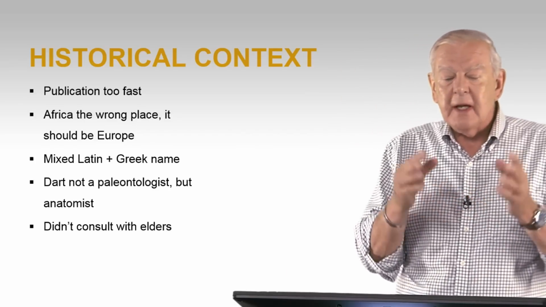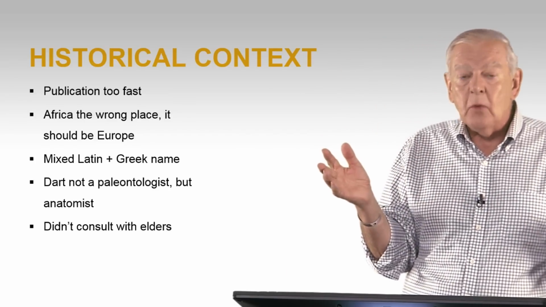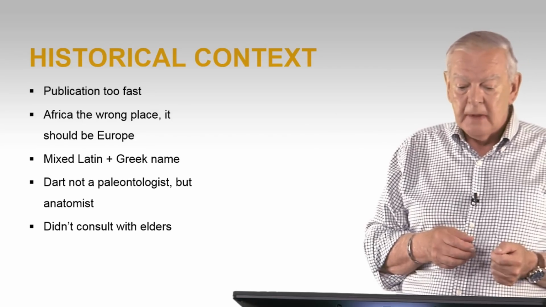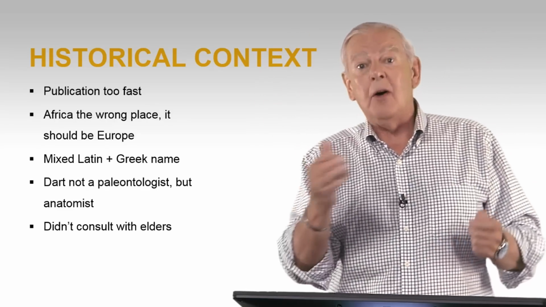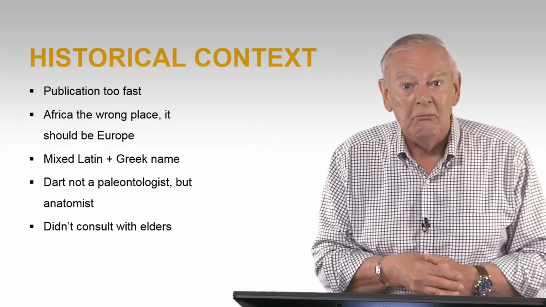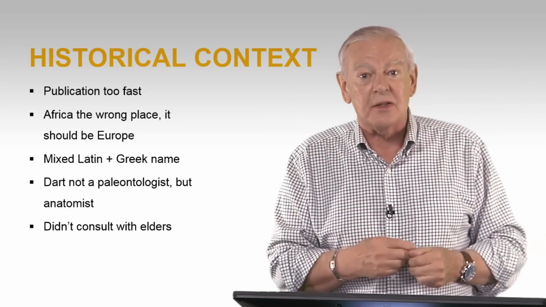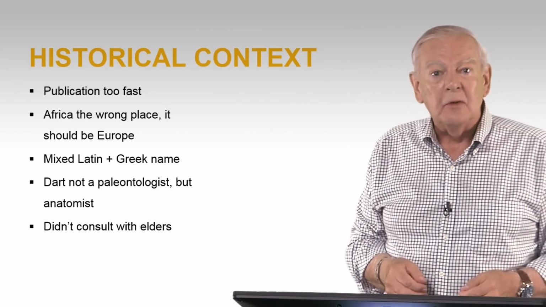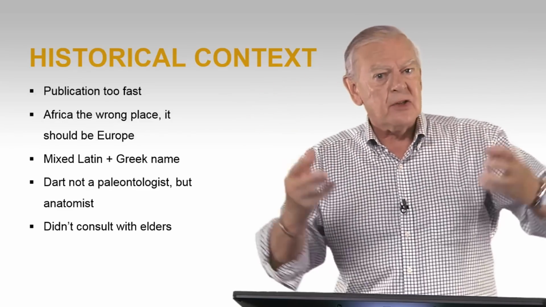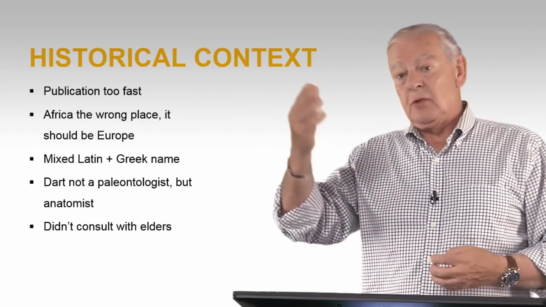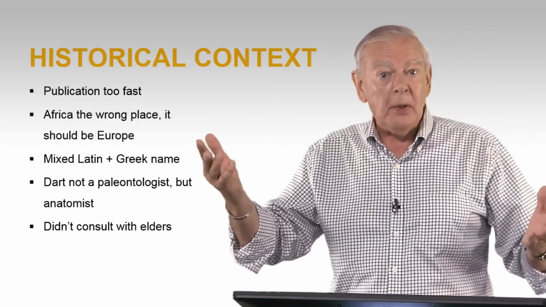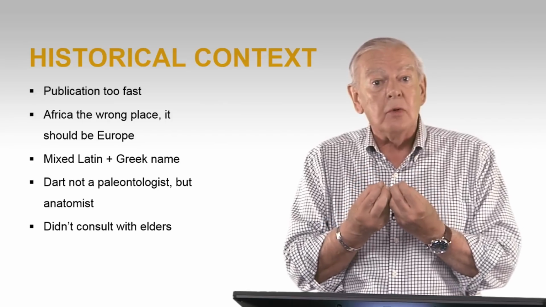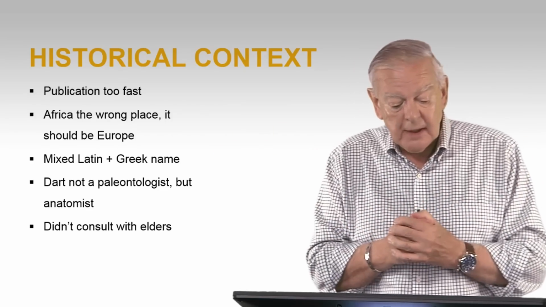Well, if we look at this in the historical context, there were a number of other reasons that Keith and others were very upset. They said, Dart has published much too quickly. He has not digested and studied this. And they said, well, Africa's the wrong place. You're supposed to find a creature with a large brain. This has a small brain. And as we all know, humans began in Europe because of this Eurocentric view that Europe was a finishing school for humanity that we will look at in more detail.